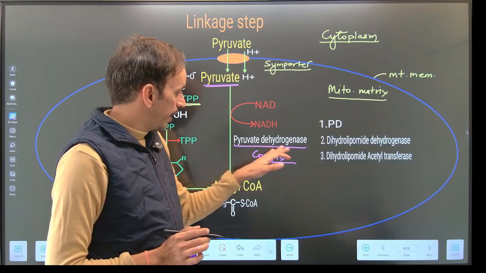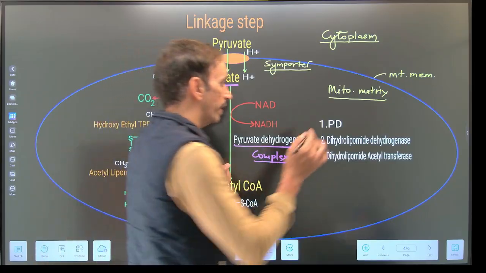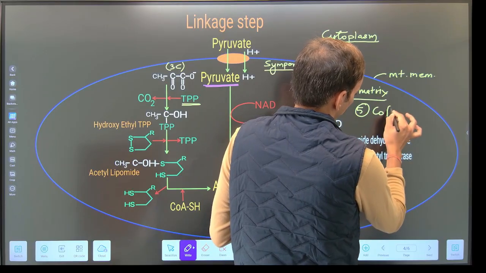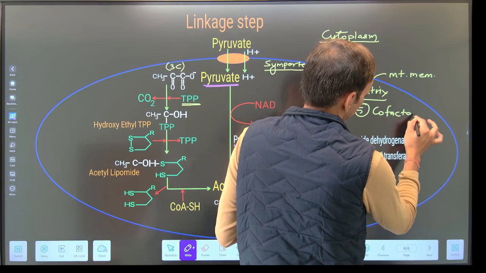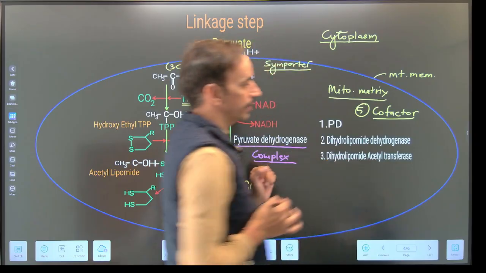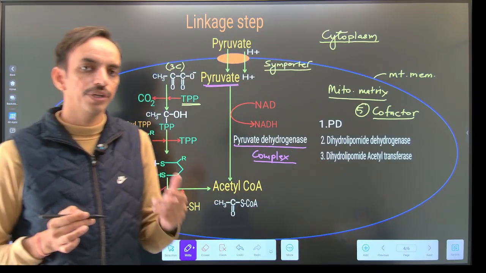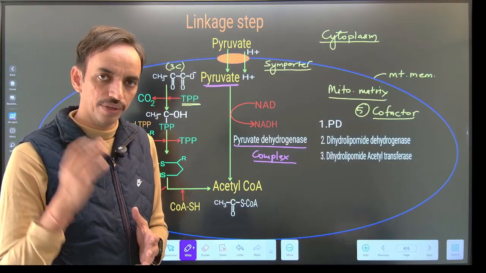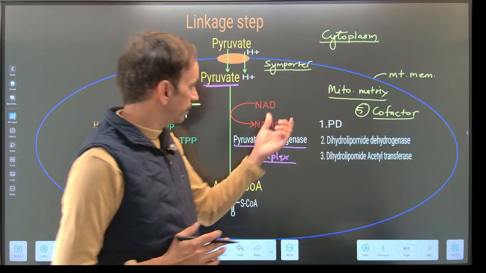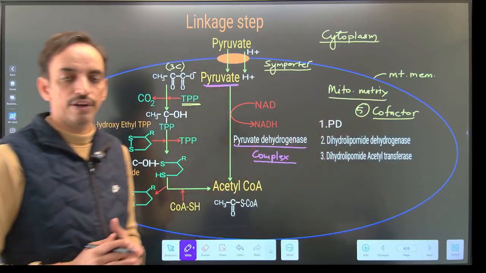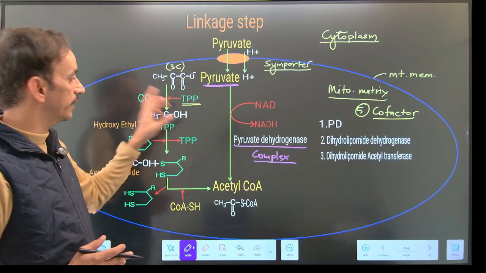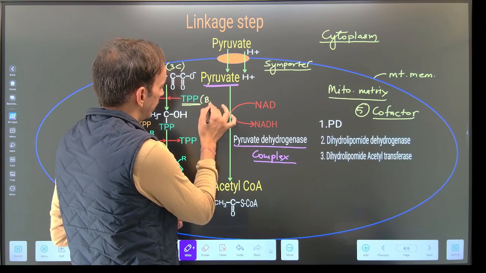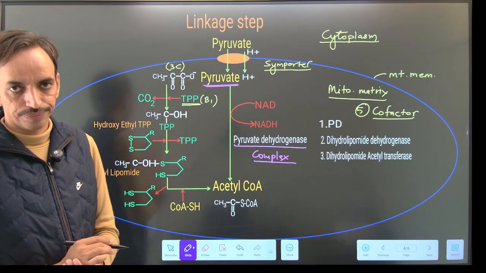The enzyme pyruvate dehydrogenase complex requires 5 cofactors. It is important. Generally, cofactors are the non-proteinaceous part of an enzyme, which is essential for the enzymatic activity of that particular enzyme. So this enzyme requires 5 cofactors, and the first cofactor is TPP, that is thiamine pyrophosphate. It is basically vitamin B1.